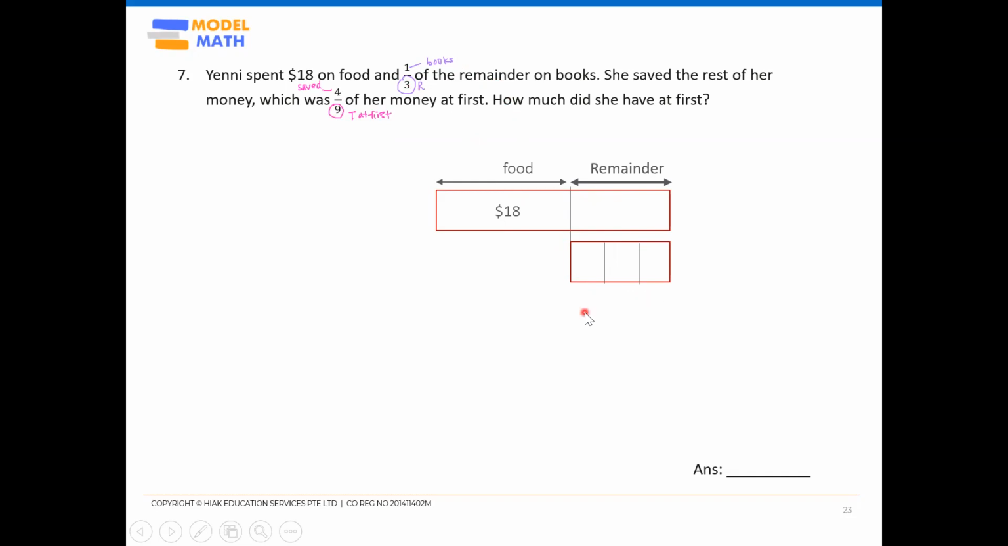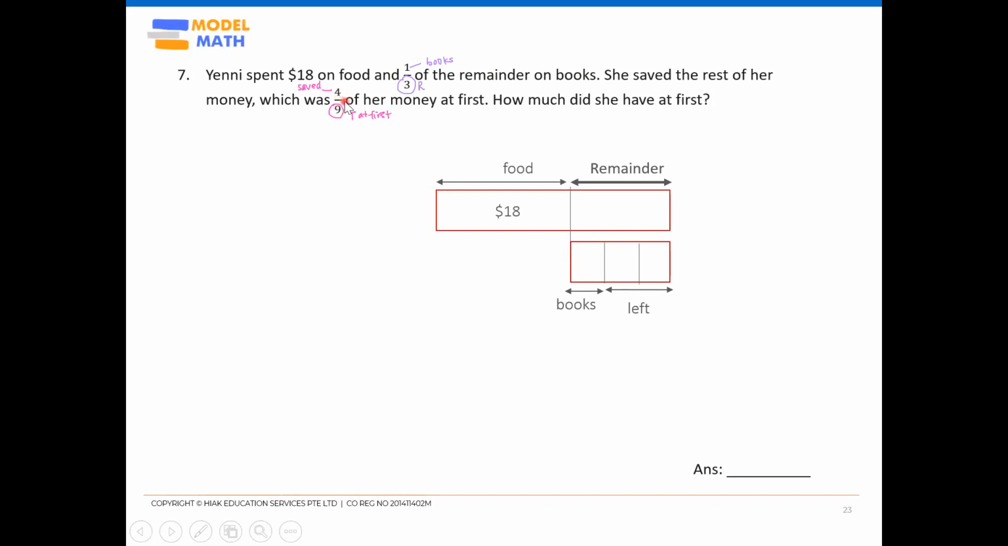Out of 3 parts, what we know is that 1 part is spent on books. And she saved the rest. Of course, whatever is the 2 units left is the saving, the rest. You can call this saved. Now if we look back at this fraction here, notice that I have not involved this in my model at all. I'm purely identifying whatever the question gives to me, the 1/3 spent on books. Of course, the remaining 2/3 is the left. So we have to think about what we should do with this 4 out of 9.